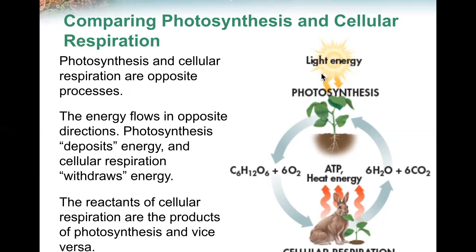So photosynthesis takes the light energy and produces the glucose and oxygen, and that is used by the cellular respiration of animals. They produce heat energy and ATP and water and carbon dioxide. The water and the carbon dioxide combine and are used in photosynthesis as the cycle continues.